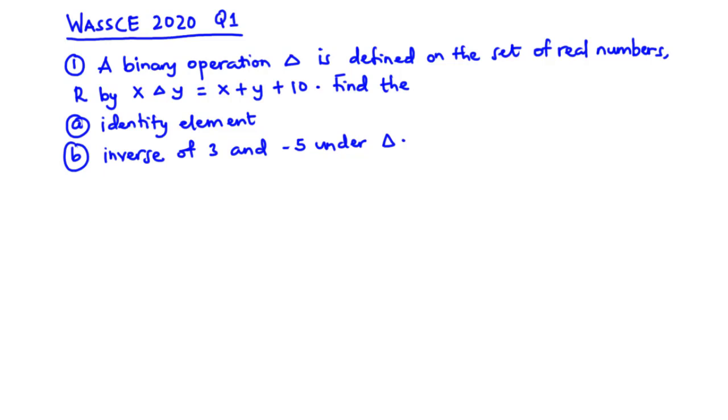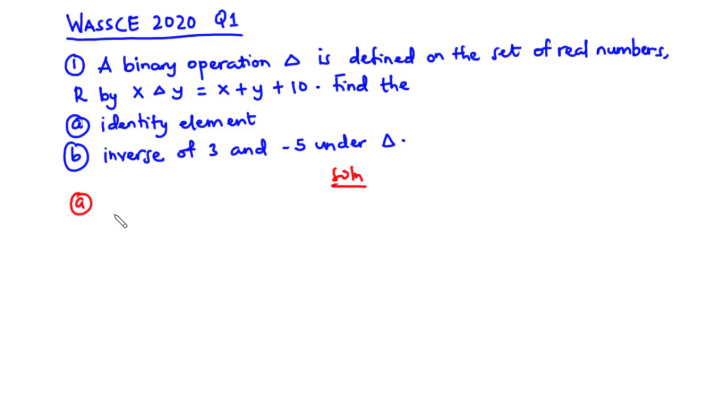Question number 1. A binary operation delta is defined on the set of real numbers R by x operation y equals x plus y plus 10. We are asked to find A, the identity element, and B, the inverse of 3 and negative 5 under the operation delta. So now let's solve the question together.